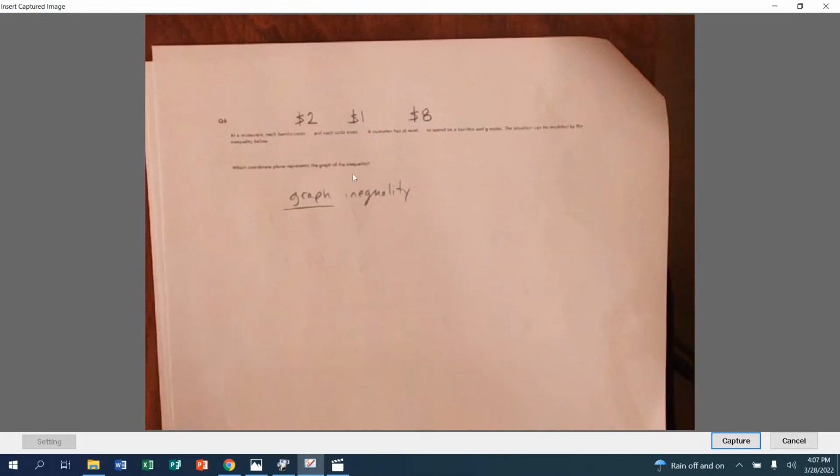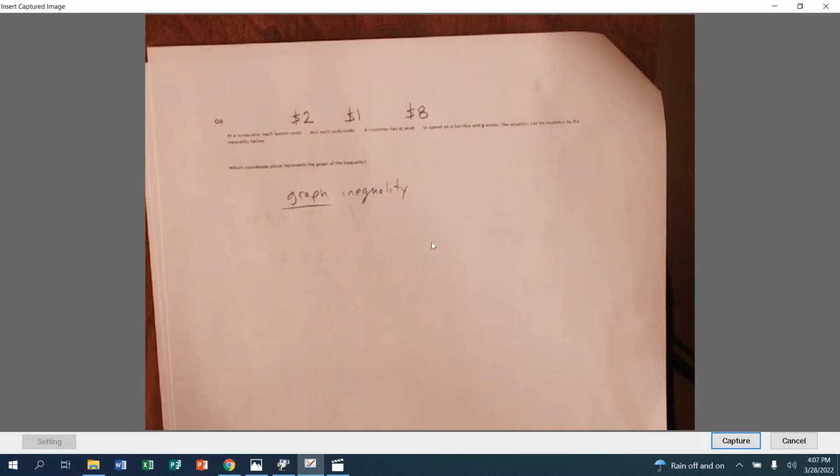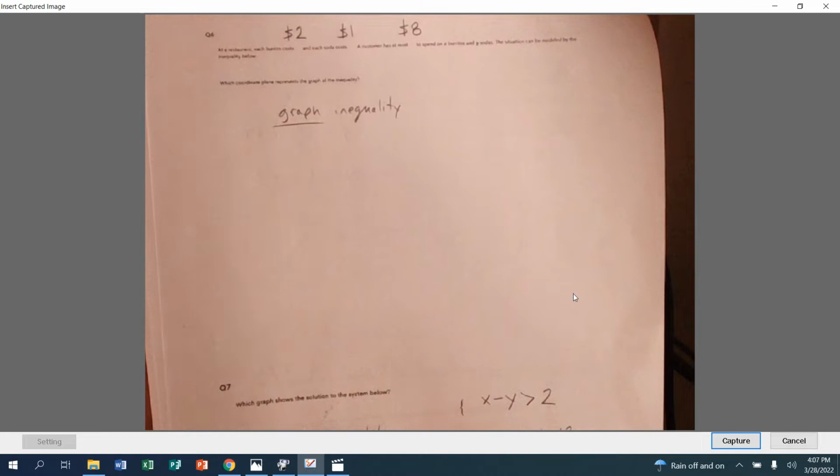All right, number 6. I want you to write this number in there. Burrito, $2. Soda, $1. If you remember the way it's set up, $2, the burrito is going to be the X number. The soda is going to be the Y number, Y-axis number. And this is an inequality. At most, you need to know which way the inequality goes. Solve it for Y, graph it. You might have to make your own little graph on this paper, sorry.